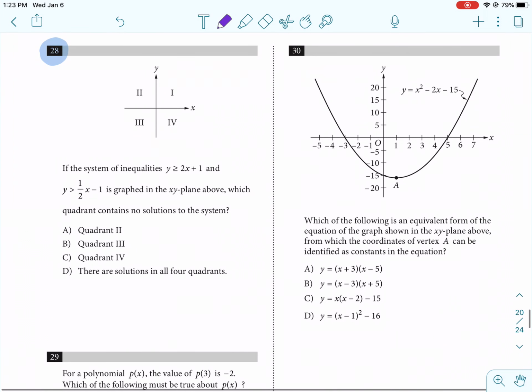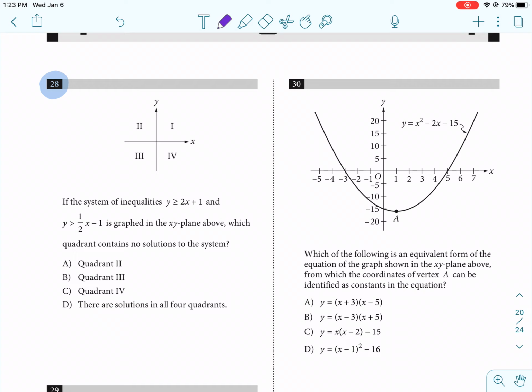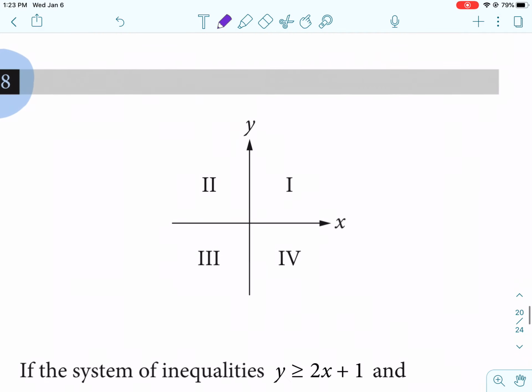Couple more here, 28. If we graph the system of inequalities, which of the quadrants contains no solutions? For this one, what I would do is just make a really rough sketch. So y is greater than or equal to 2x plus 1. That's a line with a y-intercept of 1 and a slope of 2. I'll do a couple points: up 2, over 1, or go down 2, left 1. This is going to be a solid line, and since it's greater than or equal to, I would be shading above that line.